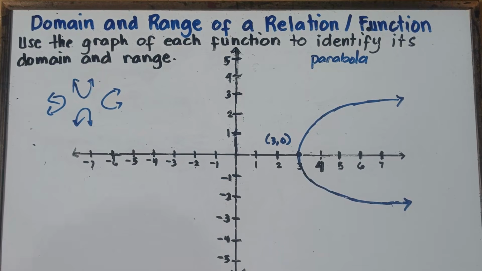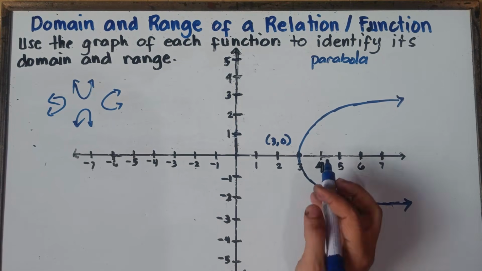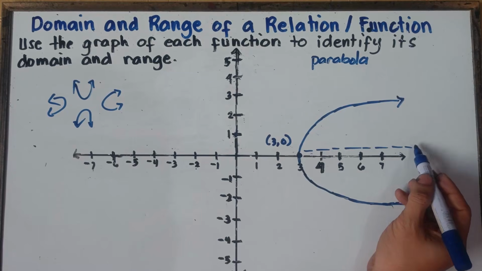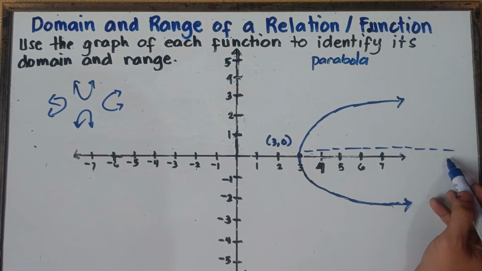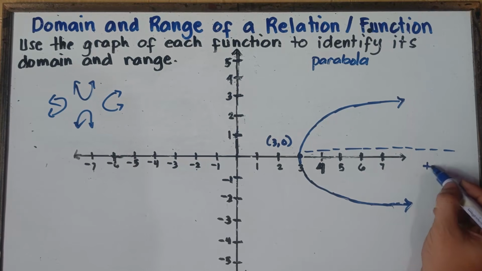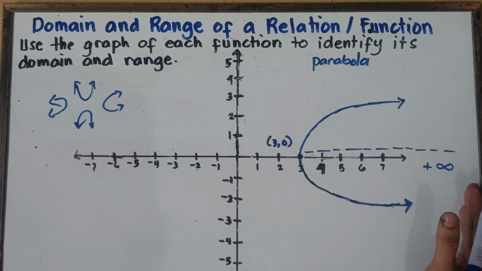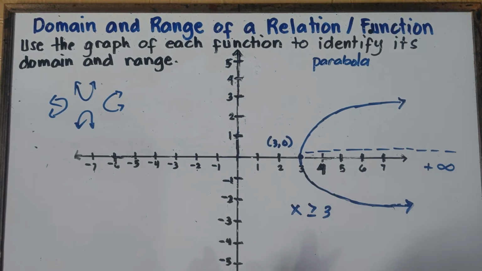Alright, so therefore, our domain, once again, class, is the set of x values, or the horizontal distance. Given this graph, the domain is this one right here, the horizontal distance. Now, we have an arrow, so it will extend infinitely, including positive 8, positive 10, positive 1,000, positive 1 million, up to positive infinity, going to the right. So the domain, x, should be greater than or equal to 3. Now, why is it greater than or equal to 3?